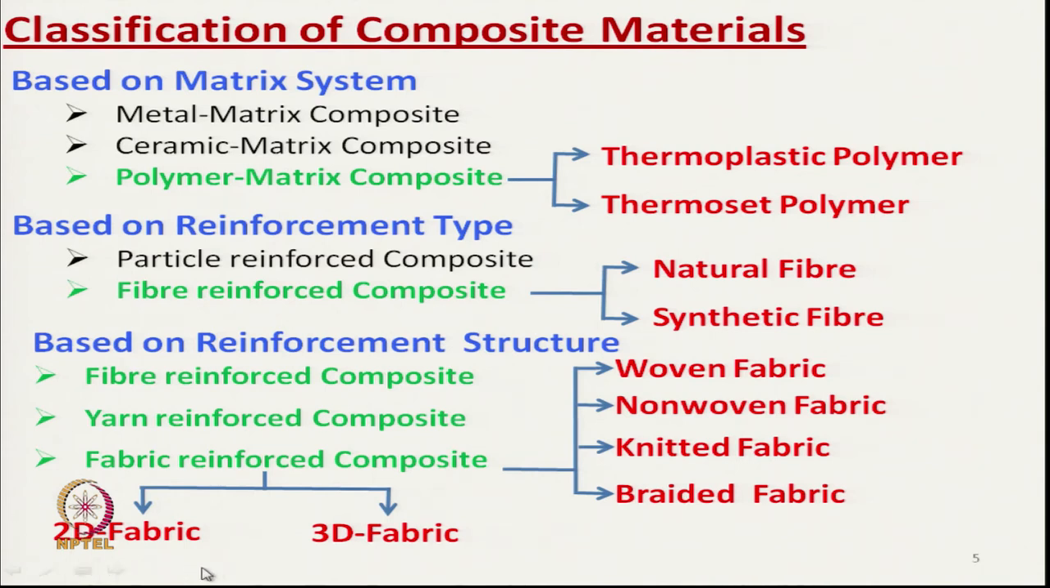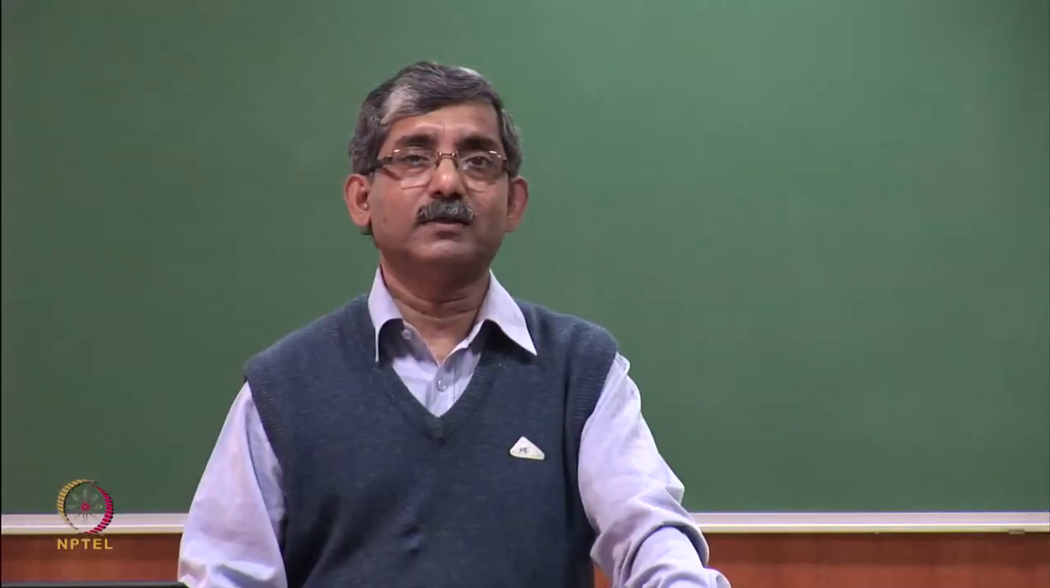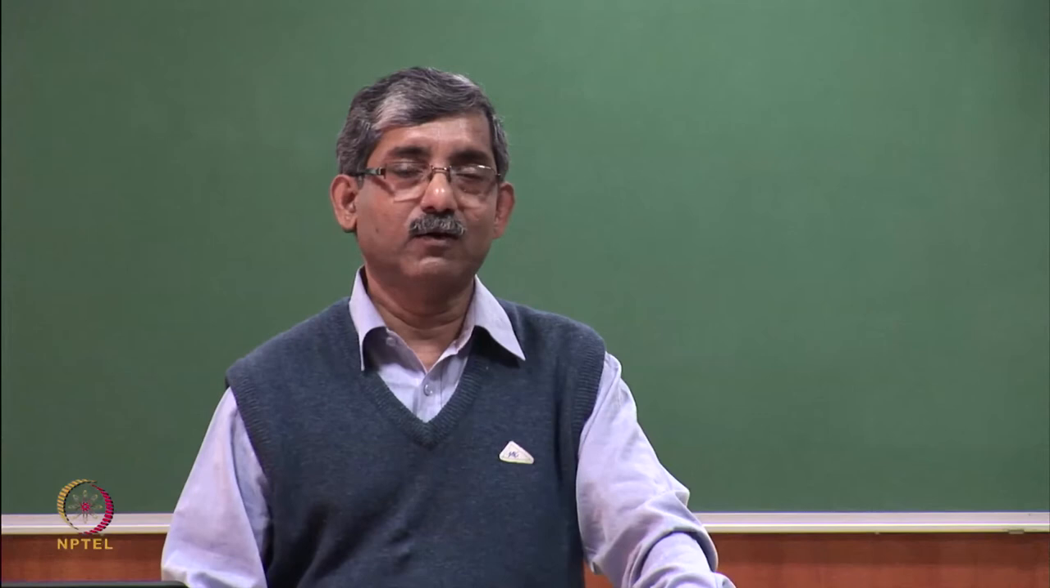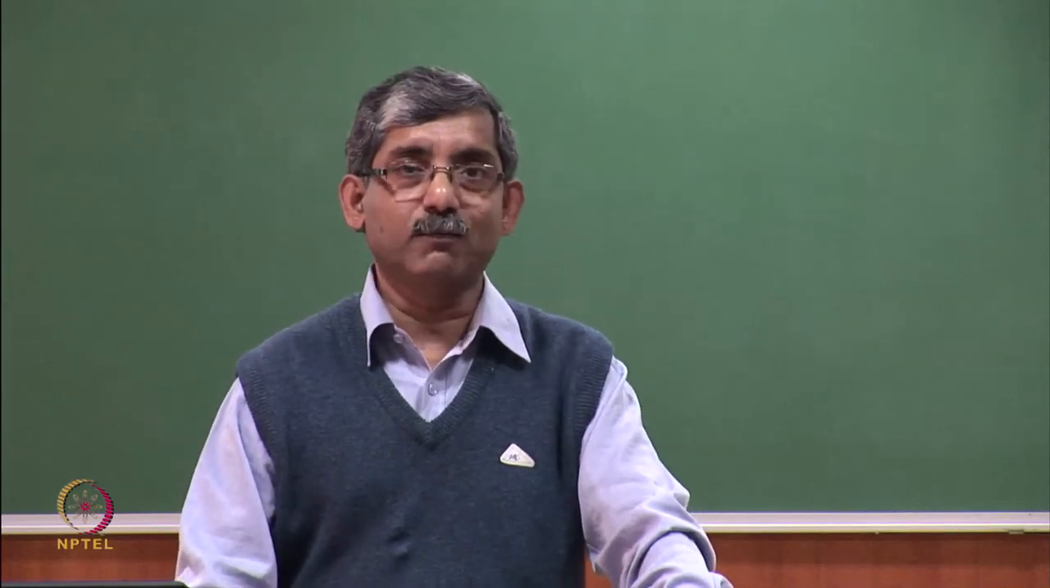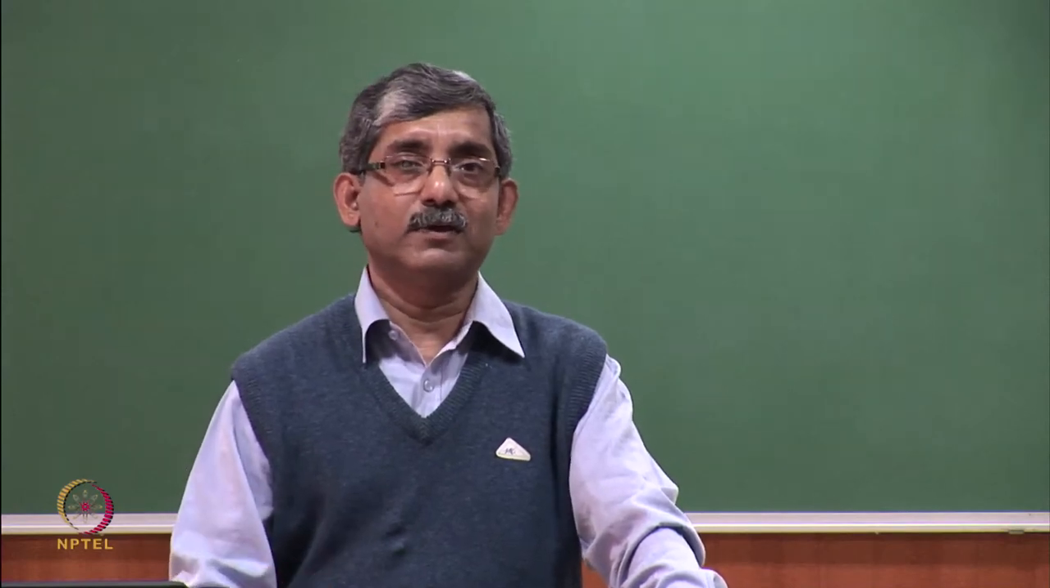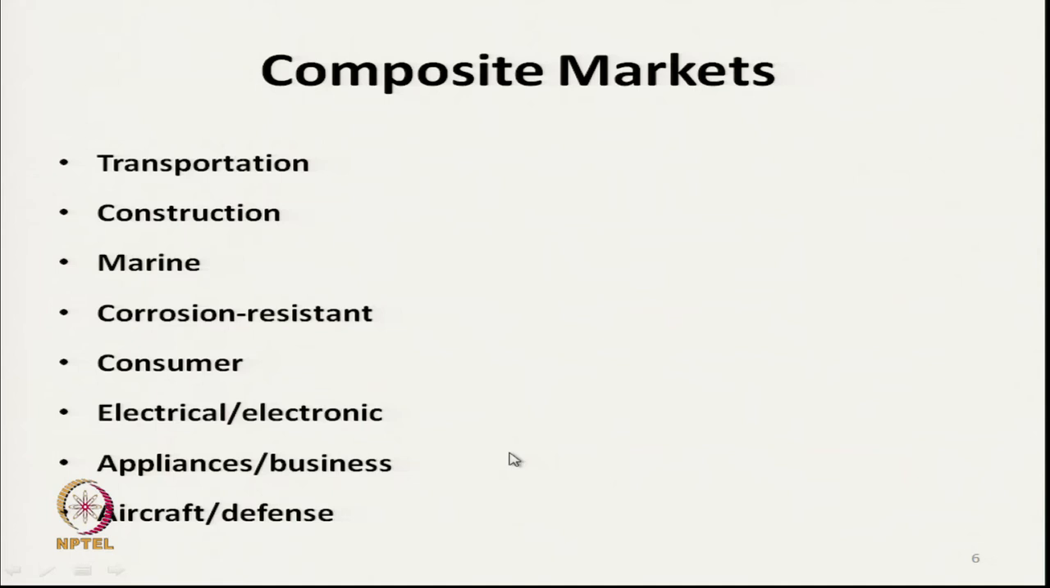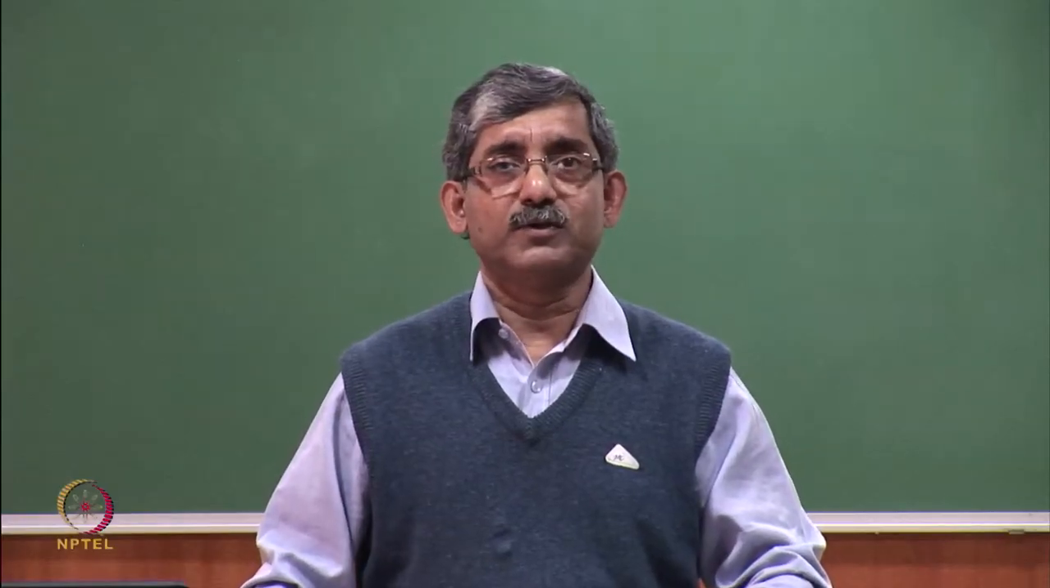In fact, 2D composite does not mean that it does not have the third dimension; the thickness component is very small, like normal woven fabric or single layer woven fabric, it is called 2D fabric. And for some specific application, we sometimes use three dimensional fabrics. And if we see the broad market, broad applications: transportation, construction, marine, corrosion resistant application, consumer goods, electrical and electronic industry, appliances, aircraft, defense, there are many areas where we can use composites.